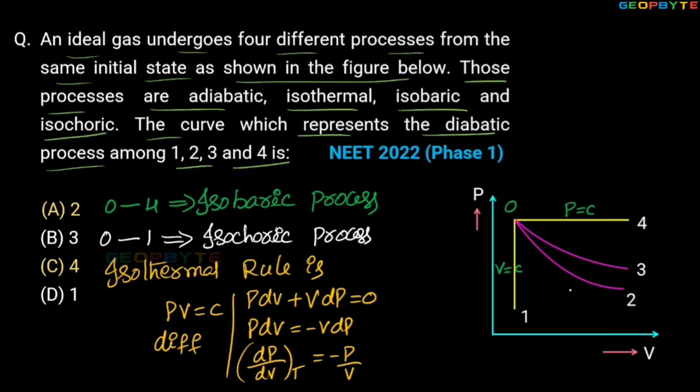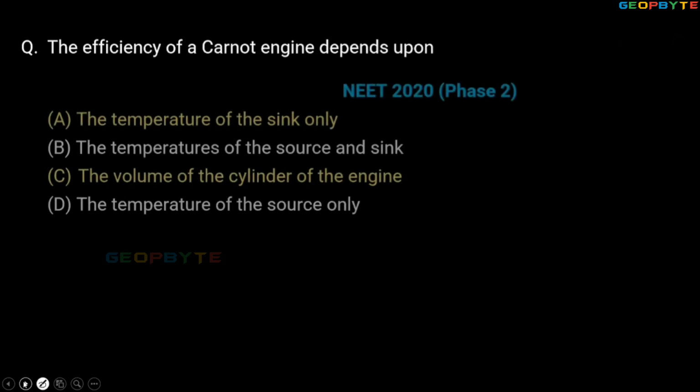Therefore this slope may be minus gamma P by V. Here it is minus P by V. So I can say that this is the constant temperature process, this is the adiabatic process. So 0 to 2 is representing the adiabatic process. Since it is asking for adiabatic process, option A is absolutely correct. Understood clearly? Yes.